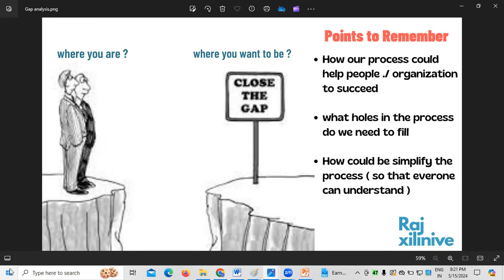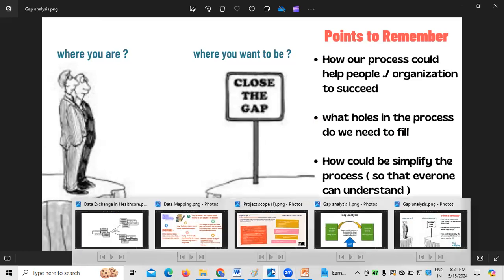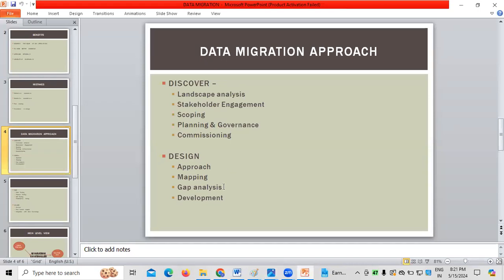So generally, transforming from as-is to to-be is called gap analysis. That's what we have to do under gap analysis. Once gap analysis is done, you have to do the development. The development team will start working on the development of the requirement. Understood? Clear?